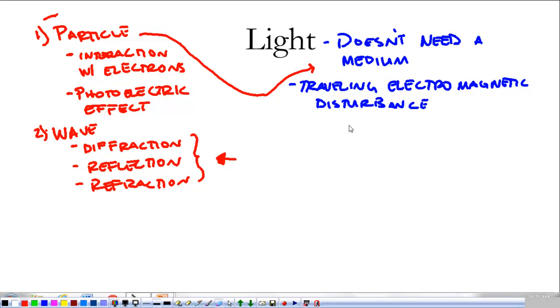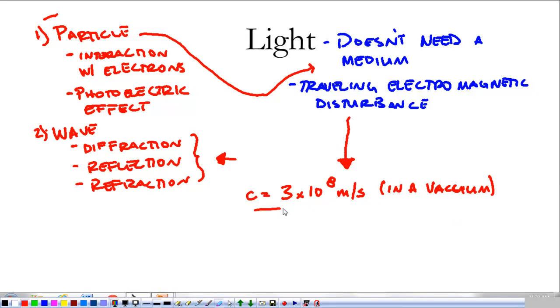So, the thing about this traveling electromagnetic disturbance is that it can only and always ever travel at a certain speed. 3 times 10 to the 8th meters per second in a vacuum. We use a little c to denote that because it's constant and it always works this way. In fact, this is the universal constant.